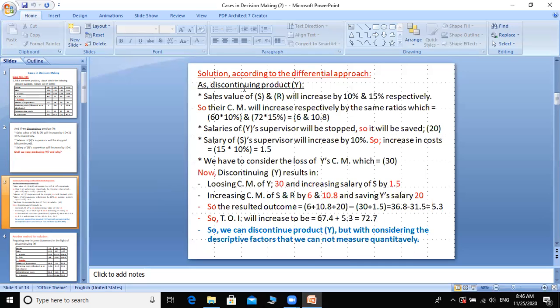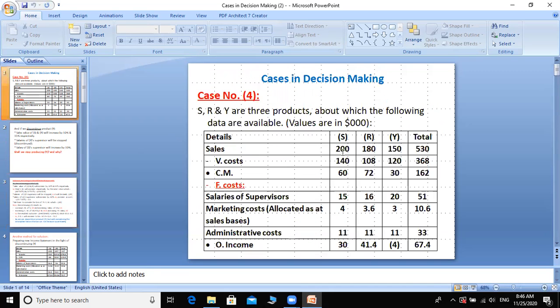Here, as discontinuing product Y, sales of S and R will increase by 10% and 15% respectively. This means 10% will be increased here, 15% will be increased here. As sales will be increased by 10 and 15%, variable cost will increase by 10% and 15%. So contribution margin will be increased by 10% and 15%, as we will see now. But fixed costs will not be affected up till this point.